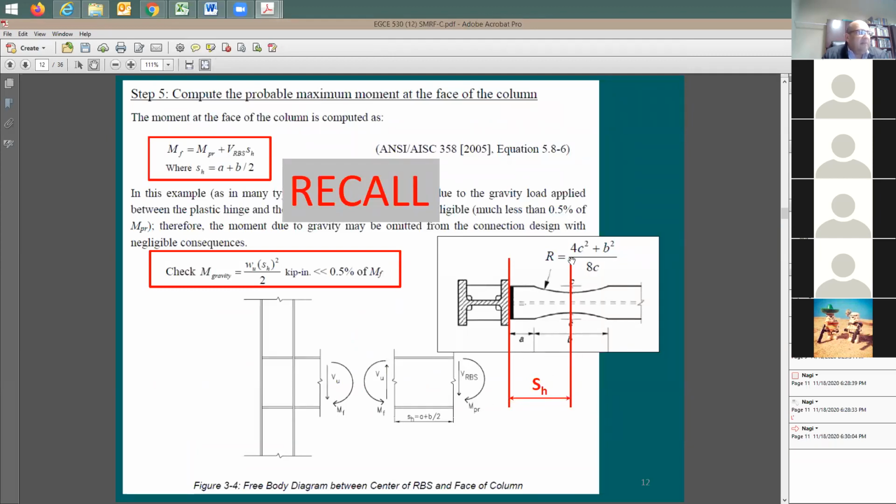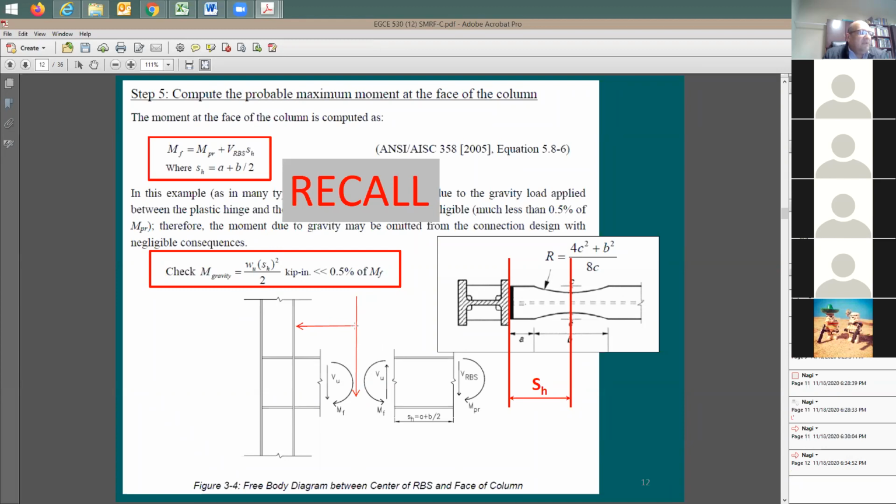So you take the V at the RBS, and as you see here, this is treated like a cantilever system, because in this case the vertical load is going to be right here in the middle, and you just take this force times this distance, which means as if this is not here. True, it is going to be continuous, but because of the plastic hinge, this is going to be treated like a cantilever system, right? So you just take this load times the distance S_h to the face of the column, again, this distance.